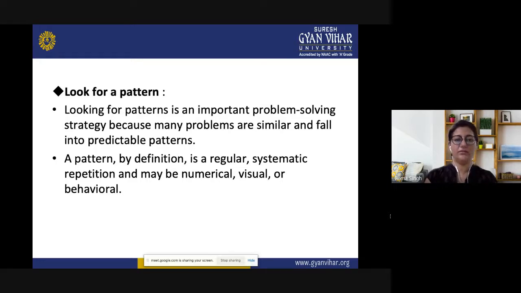Look for a pattern. This is very important. They have to identify which is the right way, what is the problem, and what is expected from them. So after giving many thoughts, they will be able to find out what kind of pattern it is, whether it is a similar pattern, or it falls into a predictable pattern. So a pattern is a regular systematic repetition and may be numerical, visual, or behavioral.